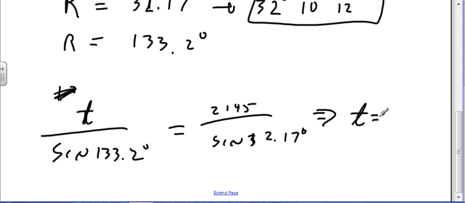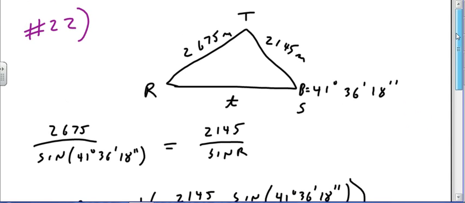And I come up with my t: 21.45 times sine 133.2 divided by sine. No, I need a parenthesis there, divided by sine 32.17. Looks like my t is 2967 meters, and that should be good enough.